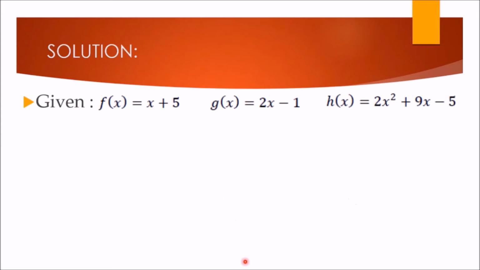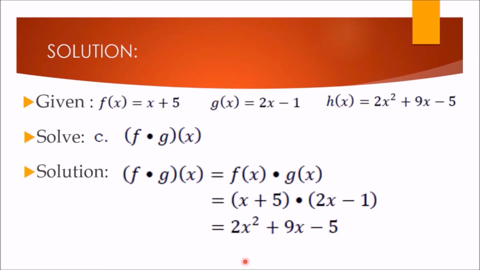Okay, letter C. Let's proceed. How will we solve this one? The (f · g)(x). So same thing, we will copy the function f(x), x + 5, and the function g(x), which is 2x - 1. You have here the operation is dot, that means you will have to multiply. And in following the multiplication process, can you still remember the FOIL method?